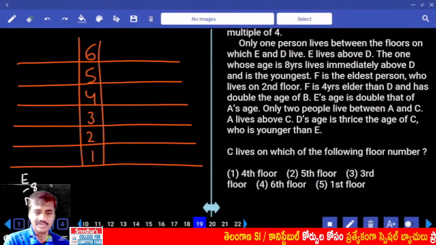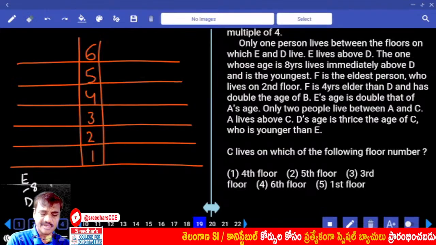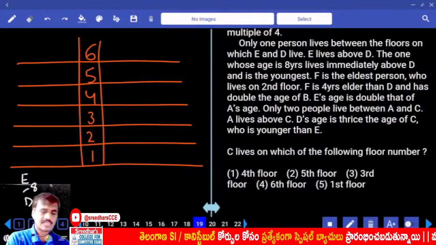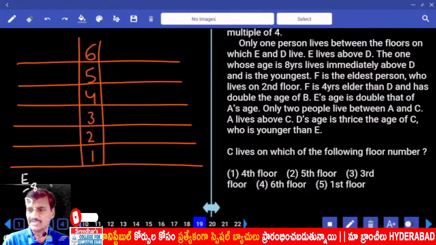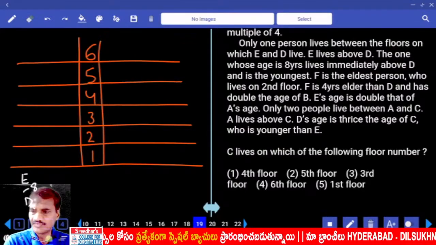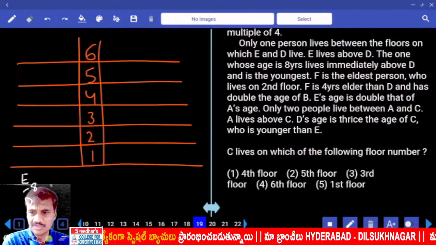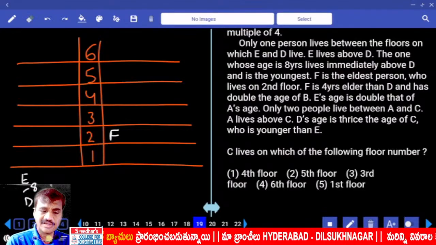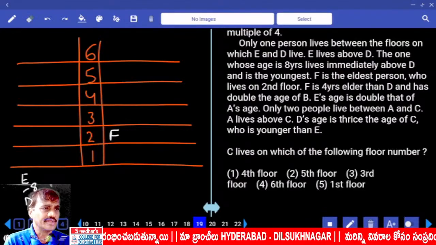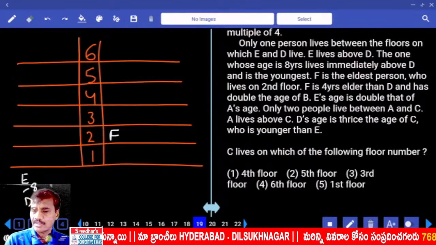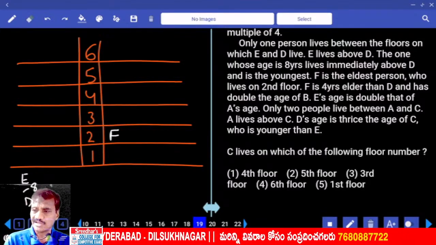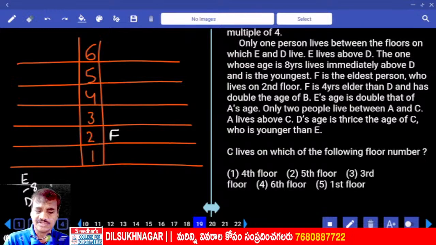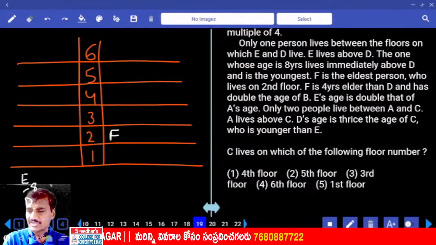E and D cannot be, and E, the 8-year-old, cannot be the youngest. Then F is the eldest person who lives on the second floor. Eldest person means the age will be different. F is 4 years elder than D, and is double the age of B. And E's age is double that of B.